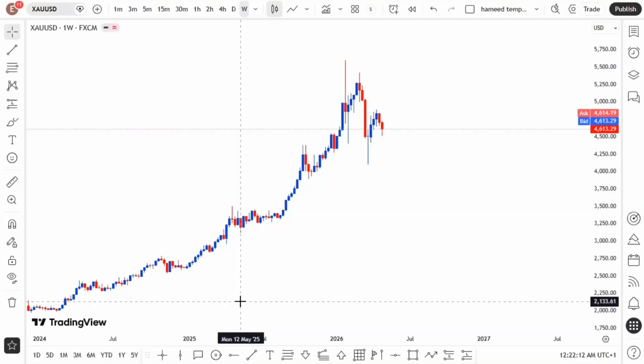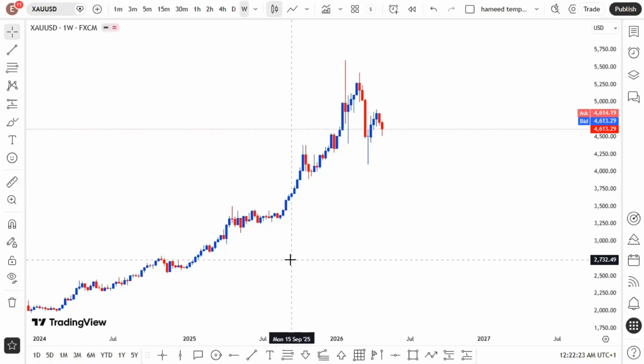And without wasting much of our time, let's go straight into the analysis. First of all, as we all know, we go to weekly time frame, and it's not like we are going to take any trade on that weekly time frame. It's just to see the bigger picture of the chart. So here on weekly time frame on XAUUSD, as you can see here, the market is still on the uptrend. Okay, it's still on the uptrend.